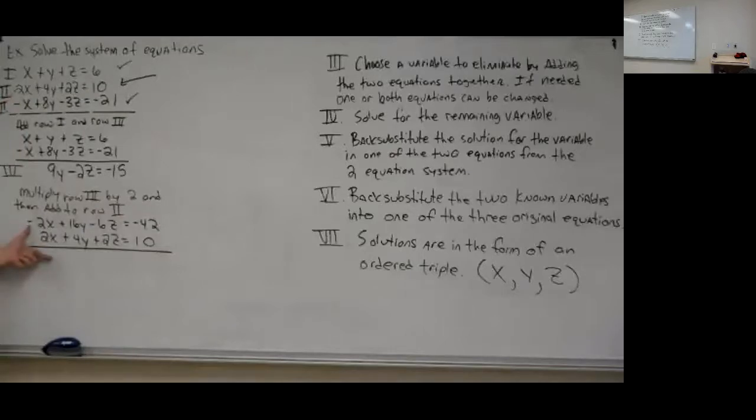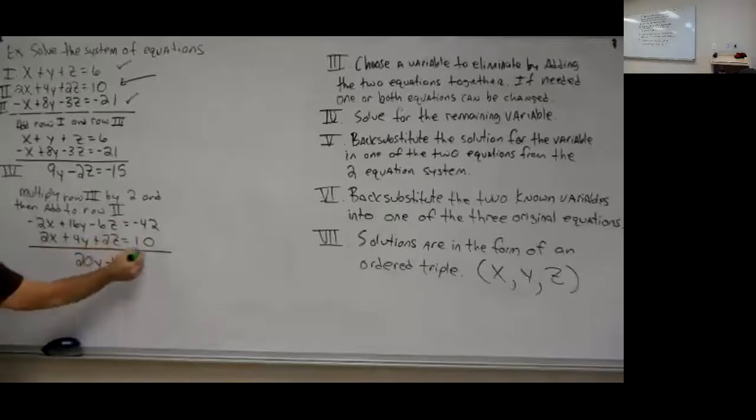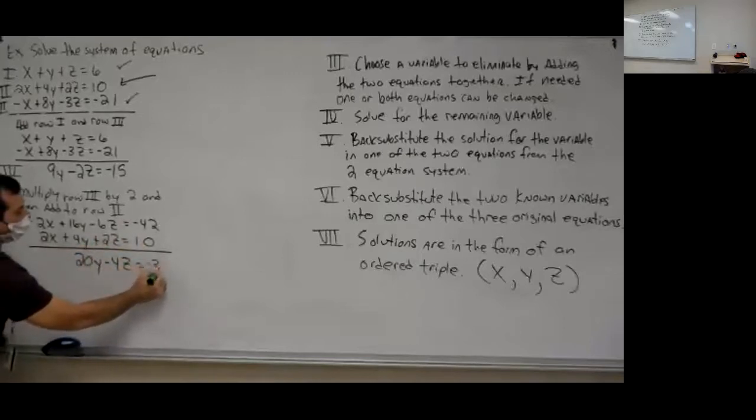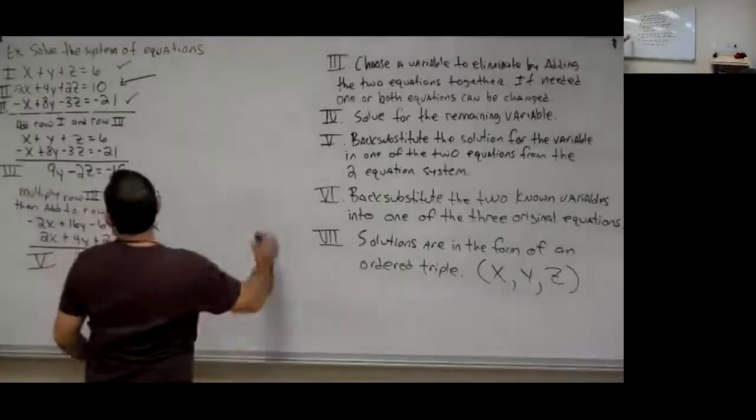But look, the x's are now going to cancel. So I cancel the x's. 16 plus 4 give me 20y. Negative 6, positive 2 give me negative 4z. And then a negative 42 and a positive 10 give me a negative 32. That will now be row 5. So I added together, got my row 4, added the other one with either of the first two, and got my row 5. So let's see what we got.